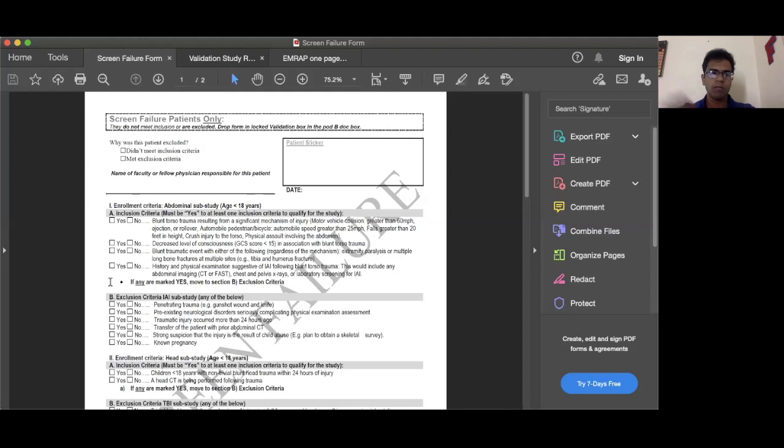In the event that the person you screen does not qualify for the study, we have a separate procedure, and we fill out this form that you see on the screen, which is called the screen failure sheet. It'll be found in our research office, and to have a brief look through it, on the front page, we can see we have to check why this patient was excluded. So there's two reasons, as we talked about. Either they didn't meet the inclusion criteria or they met the exclusion criteria.